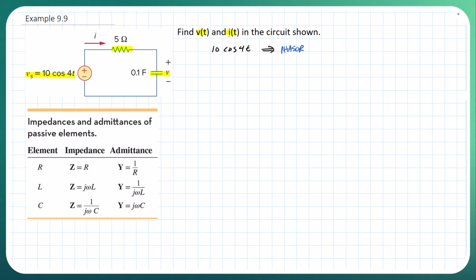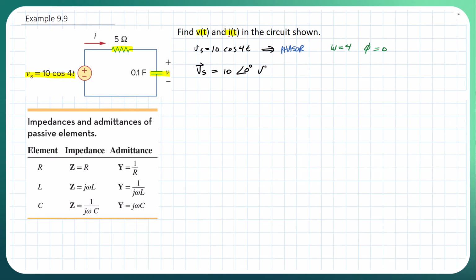To put that into phasor form, we note that in this case omega is 4. We'll come back and use that later. Our angle in this case is 0. We don't have any phase shift there. So our Vs in phasor form is going to be 10 at an angle of 0 degrees. And this is volts.